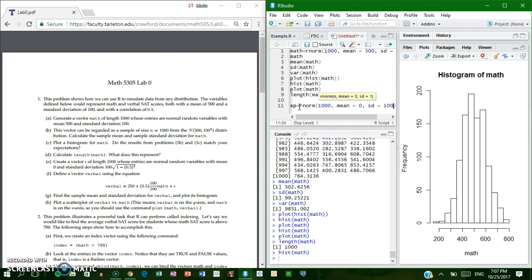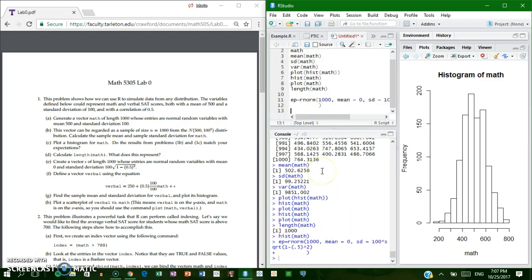So we're going to type 100 times sqrt, which is for square root, of 1 minus 0.5 in parentheses, squared. That's what it's going to be. Now we can press Control Enter, and there you have it. That's the vector we generated in part E.